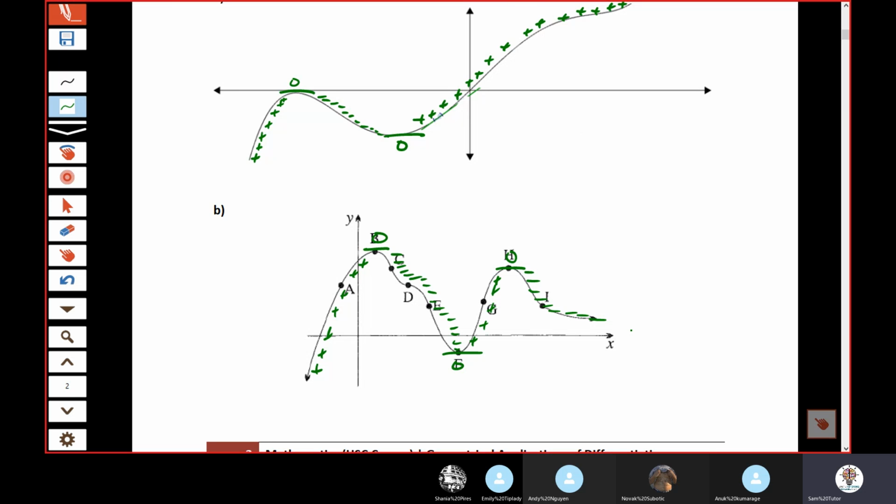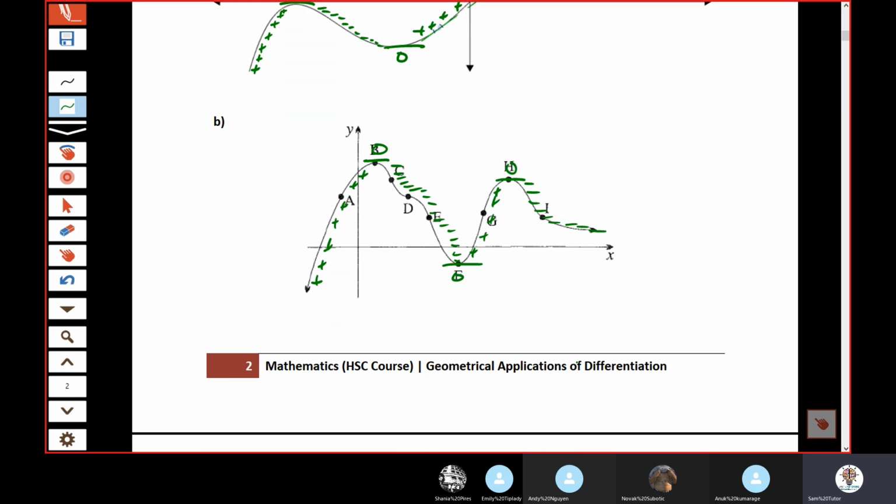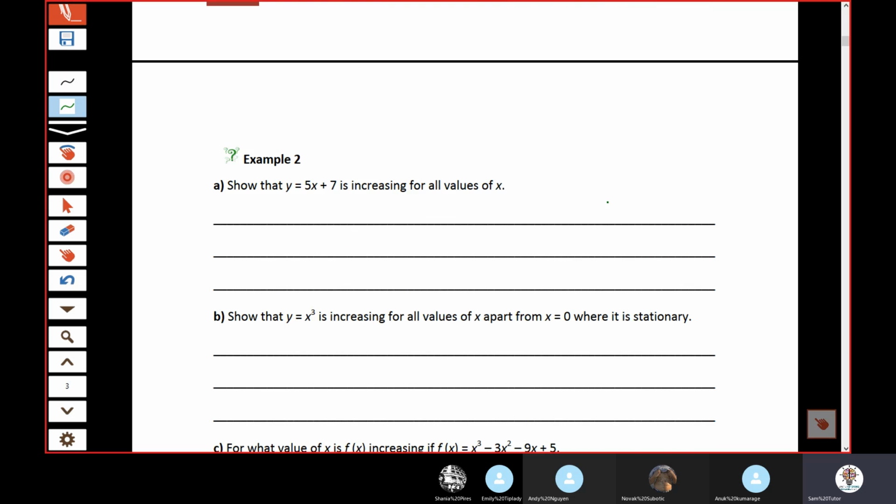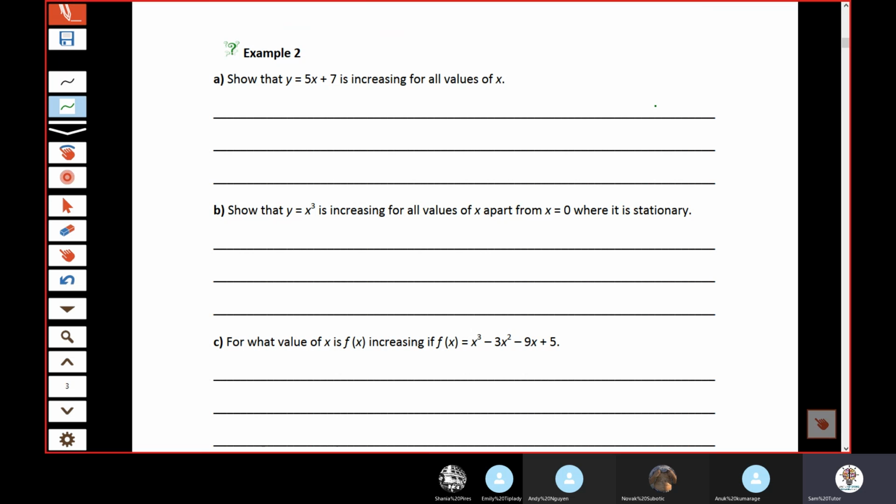So, when something's increasing, what can you say? Y dash, let's keep that word. Y dash is greater than 0. But yes, you can say gradient, but we're going to more say y dash, because y dash is gradient function. Your gradient is at a specific point, right? So, example 2. Show that y equals 5x plus 7 is increasing for all values of x.